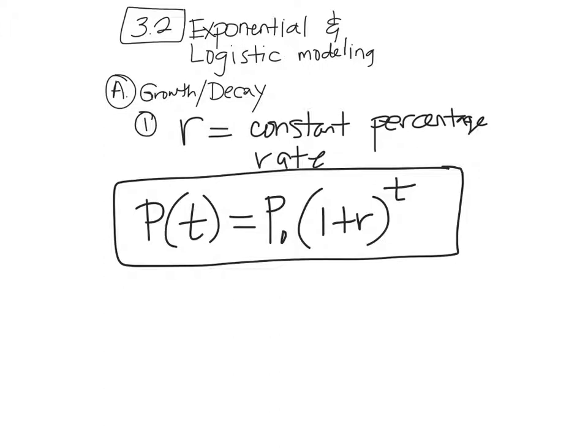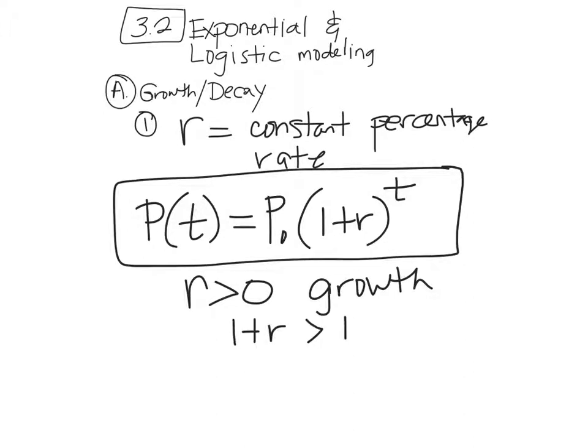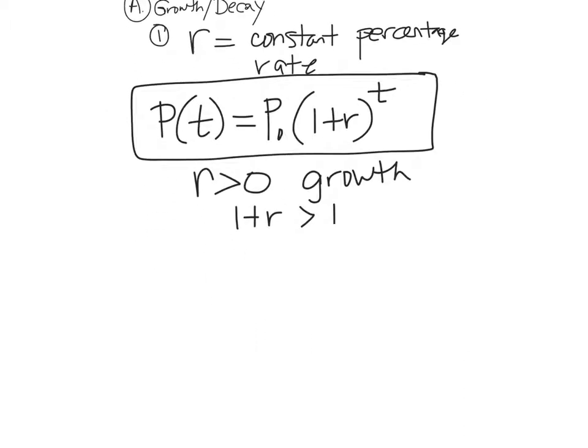And they tell you here that if R is greater than 0, it's going to be growth. If R is greater than 0, then 1 plus R will be greater than 1. So if you have a growth rate of 2%, you're actually getting 102%, right? Because you're getting 100% of the population back plus 2% more. So that's why you have to do 1 plus the percentage.